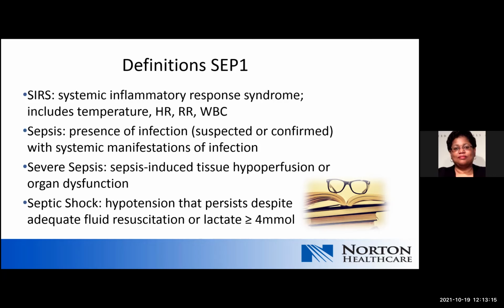If your patient has sepsis plus 1 sign of organ dysfunction, that's the definition of severe sepsis. And then septic shock is going to be if your patient is not fluid responsive or their lactate is greater than or equal to 4, they fall into that bucket of septic shock.